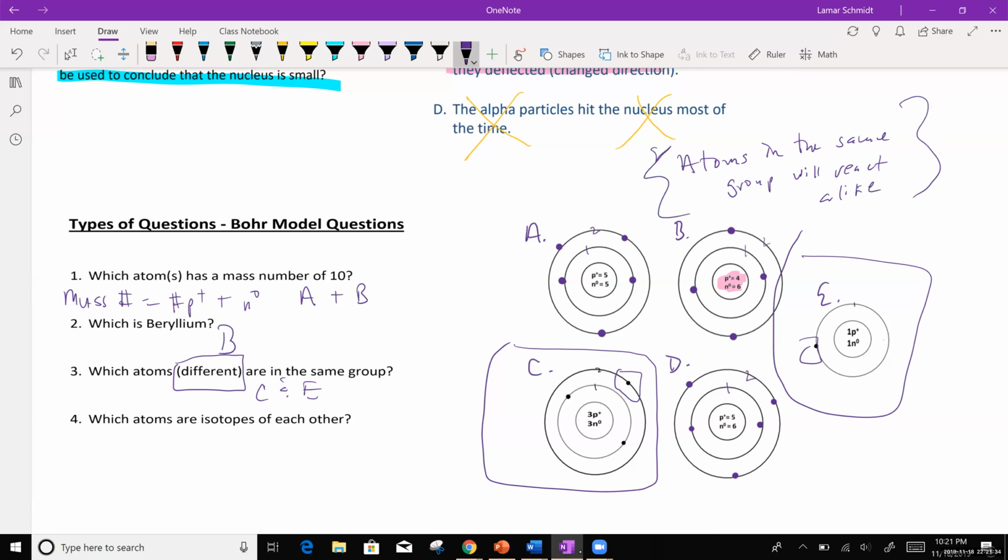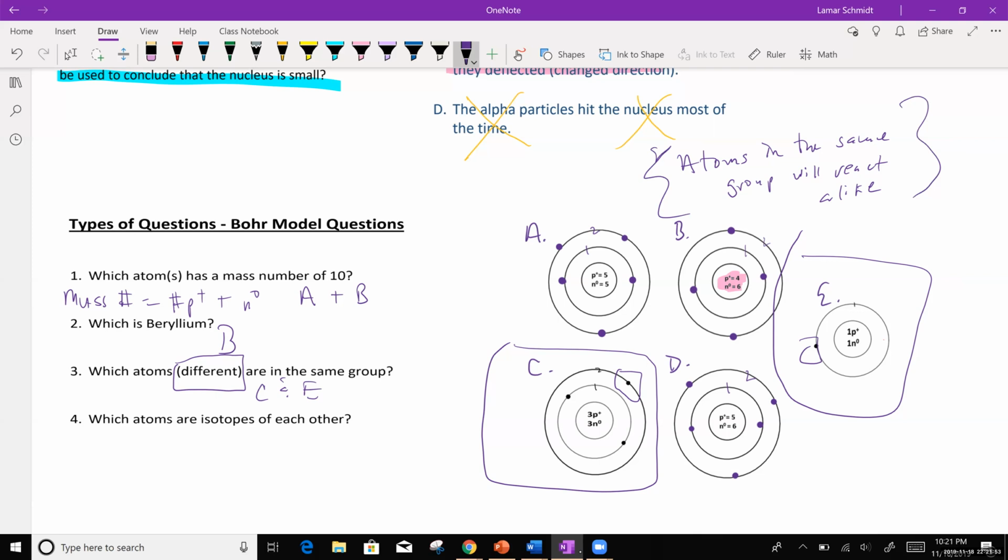Make sure you know that. So atoms in group 1 will react very readily. They're highly reactive. And the opposite, atoms in group 8, will not react very readily.